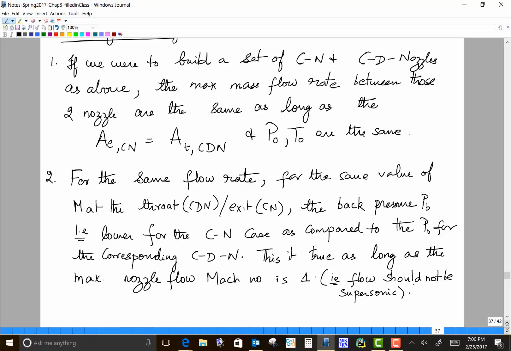Okay, if flow is supersonic, then this is violated, the back pressure is going to be lower. So that's kind of obvious, but that's just one of the cases. In general, as long as the flow is subsonic, this is going to be true.